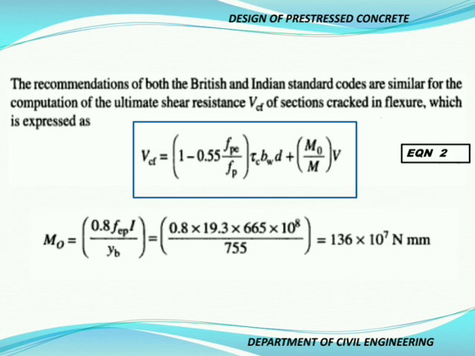M naught is given by 0.8 FCPI upon YB. Now what is YB? Distance of the centroidal axis from the bottom fiber, which is given as 755. Substituting the values, 0.8 into 19.3 into 665 into 10 raised to 8 divided by 755 is equal to 136 into 10 raised to 7 Newton mm. So we get the value of M naught.